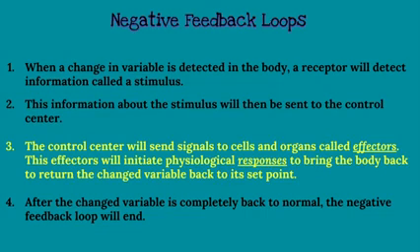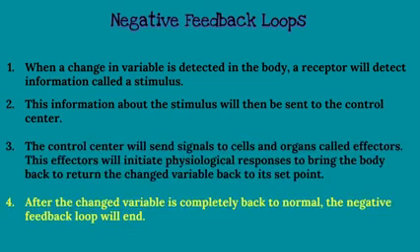Then the control center will send information to effectors. The effector will initiate physiological processes called a response to bring the body back to its normal state. Once the normal state is reached, the negative feedback loop will end.